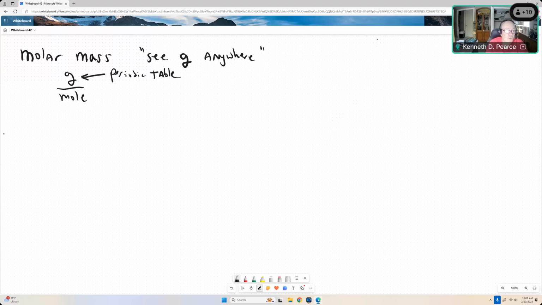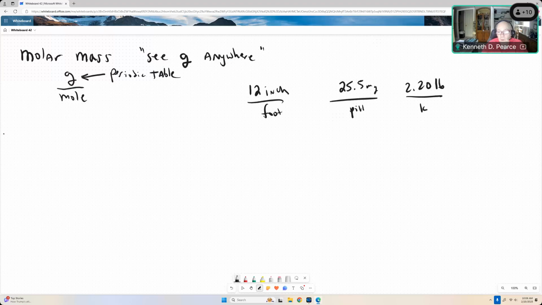Now look, it says grams over moles. Anytime you've got something over something, it's a conversion factor. Just like when we did 12 inches to a foot, or 25.5 milligrams per pill, or 2.20 pounds per kilogram. Remember using those in class? They were all conversion factors. Well, guess what? Molar mass is a conversion factor. It's no different.